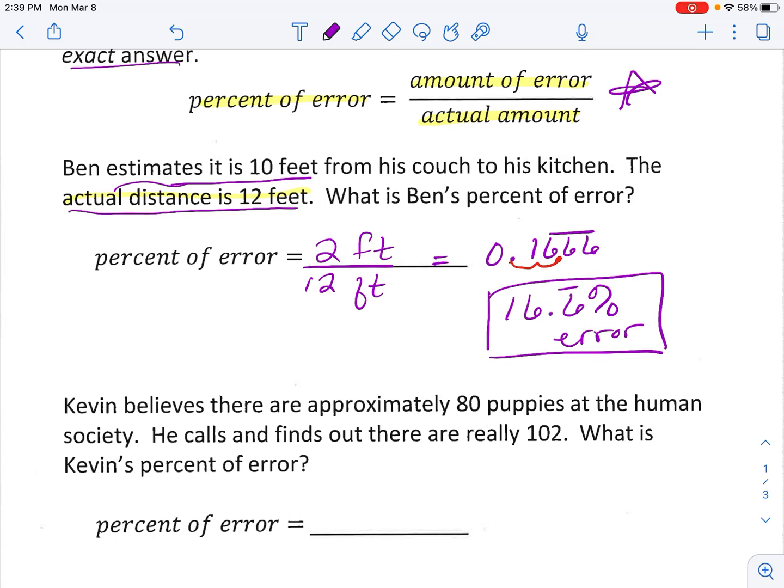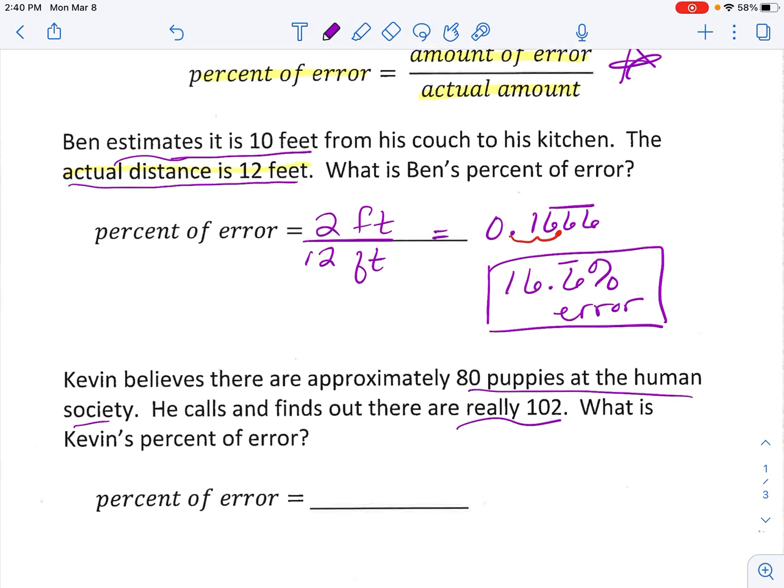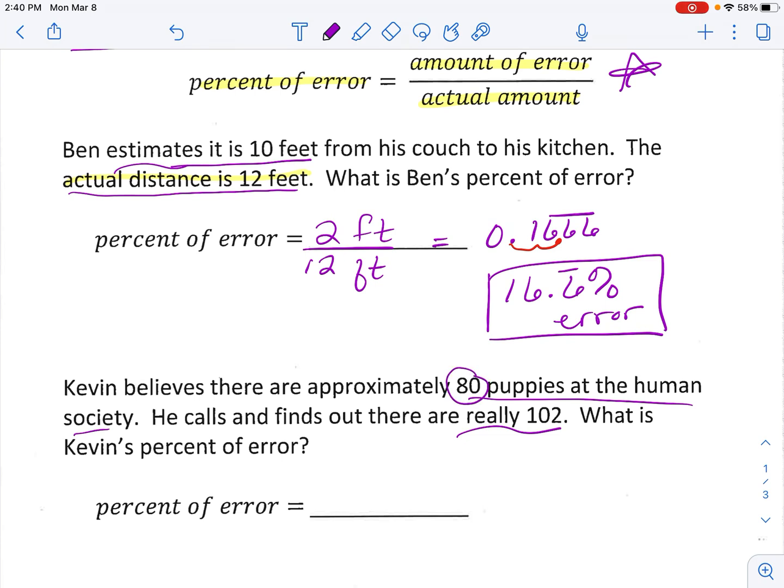Kevin believes there are approximately 80 puppies at the Humane Society. He calls and finds out that there are really 102. So the actual amount was 102 puppies. What is Kevin's percent of error? The amount of error goes on top. He thought it was 80. In reality, there was 102. So that's an error of 22 puppies. Over the actual, there were really 102 puppies.